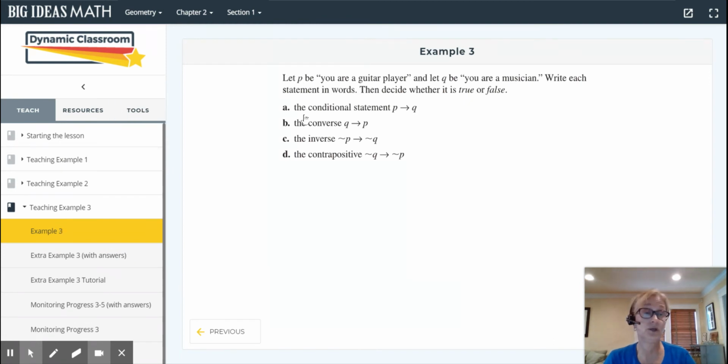Okay, let P be you are a guitar player, and let Q be you are a musician. So now we're going to write each one of these. And this right here is something really good to have in your notes. The conditional statement, P implies Q, is if you are a guitar player, then you are a musician. That's conditional. The converse would be, if you are a musician, then you are a guitar player. The inverse is, if you are not a guitar player, then you are not a musician. And the contrapositive, if you are not a musician, then you are not a guitar player.